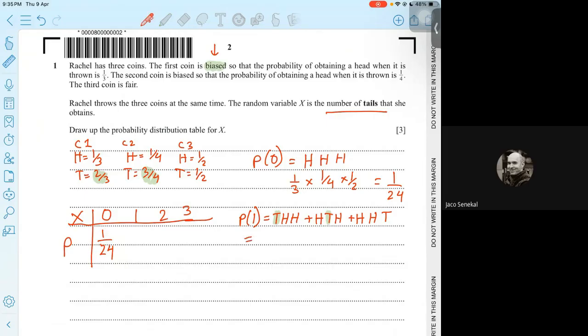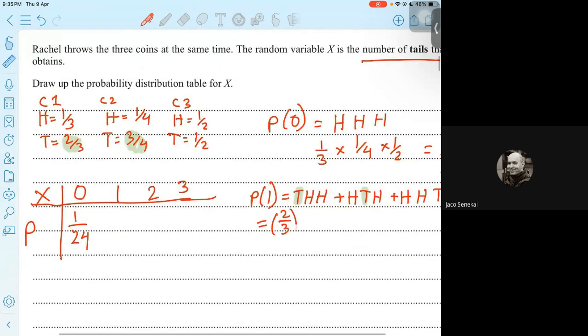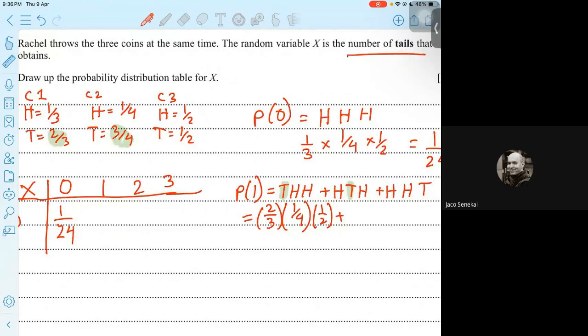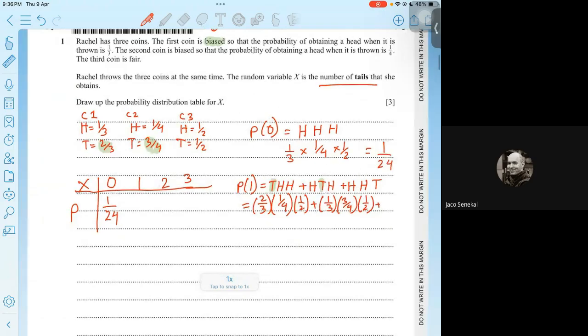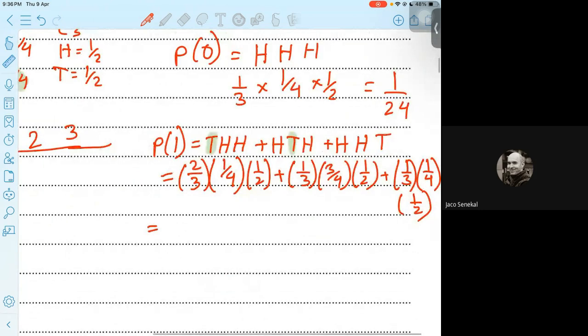Okay. So tails, head, head has to be the first one is tails, and the rest 2 are heads. So that is 2 over 3, 1 over 4, and then 1 over 2, plus for the first one head and the second one tail and third one head, that has to be 1 over 3 into 3 over 4 into half. And then for the last one, which is heads, heads, and tails, the first 2 have to be heads and the last one has to be tails. So that has to be 1 over 3, 1 over 4, and then half again. Okay. So let's see what we can do with this.